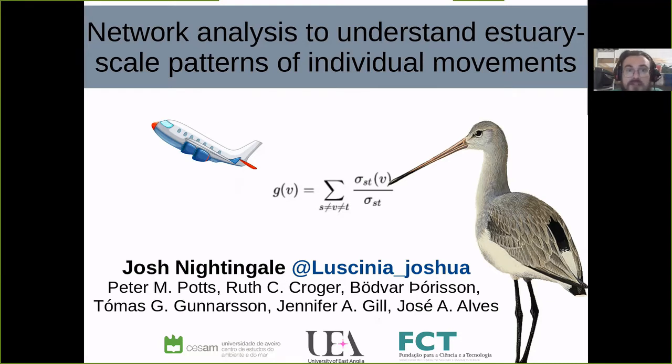And today I'm talking about how we can use network analysis methods to understand patterns of bird movements around estuaries and how we can apply those methods to understanding the impacts of development.